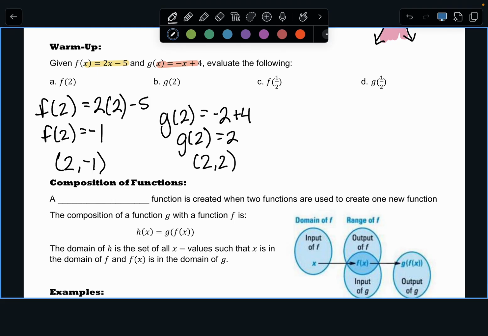Do we feel good about plugging numbers into functions? Okay, we're going to skip these two, but we're going to bump it up a notch, and we're going to plug functions into functions.